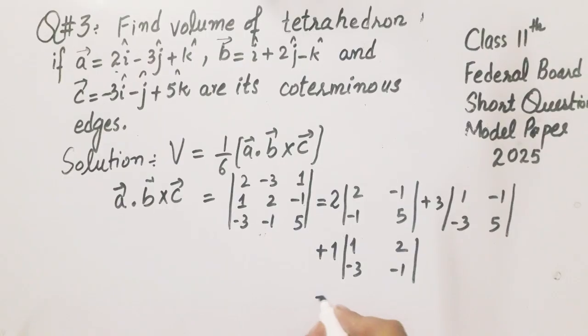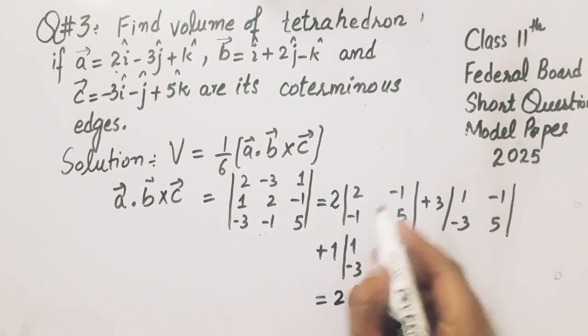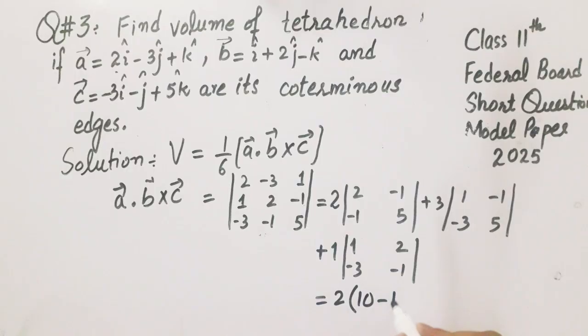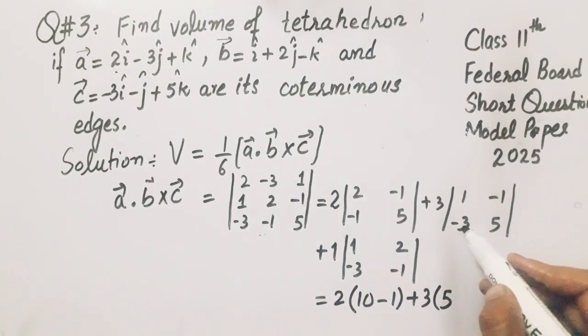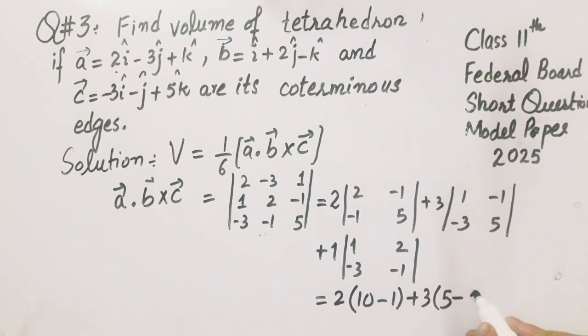Now this will equal 2 into 5 into 2 is 10, minus minus plus, then minus 1, plus 3, 5, and 3 into 1 is 1, minus minus plus, then minus 1, minus 3, then plus 1 and minus 1, 3 into 2 is 6 plus 1, so this will become plus 6.